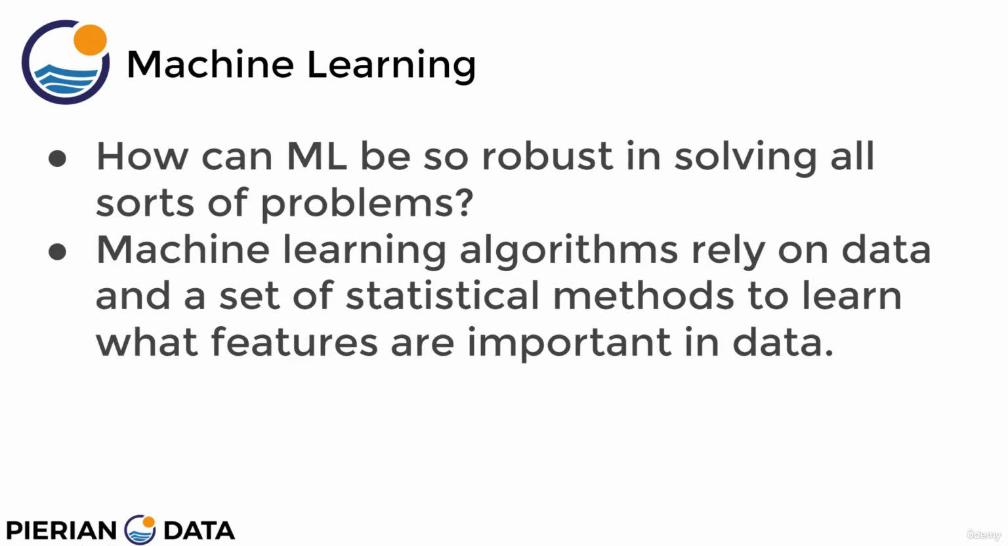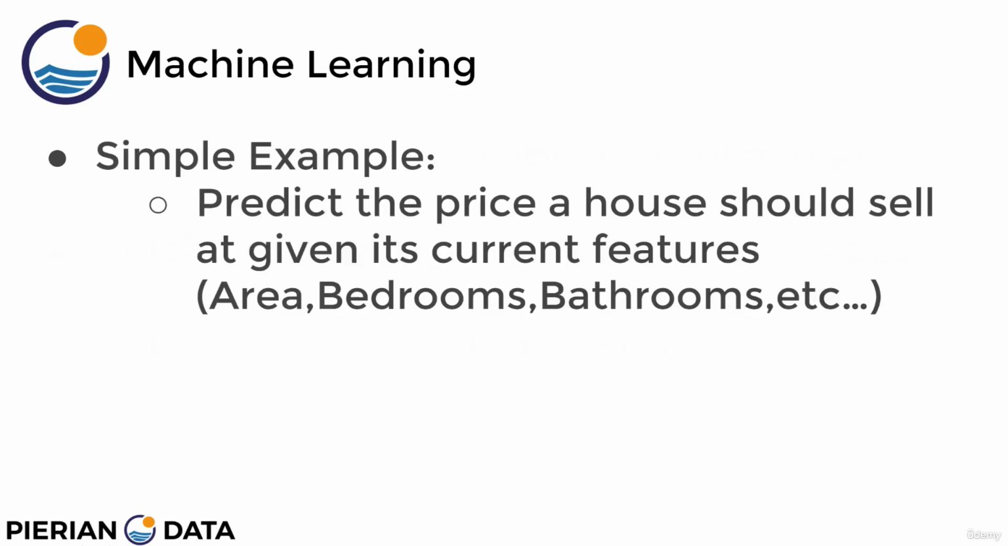So, how can machine learning be so robust in solving all these various types of problems? Well, machine learning algorithms rely on a data set and a set of statistical methods to learn what features are important in the data. It doesn't require a human user to tell the computer algorithm what to look out for. Instead, many of these machine learning algorithms, relying on a set of statistical methods, are going to automatically infer what features are important in order to either predict a label or assign a label.